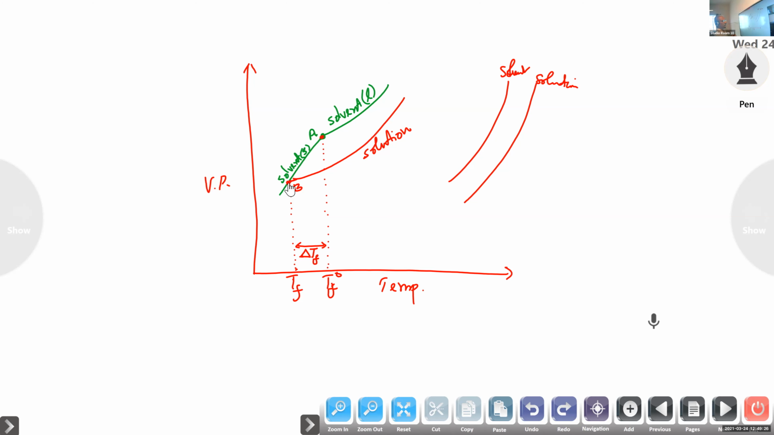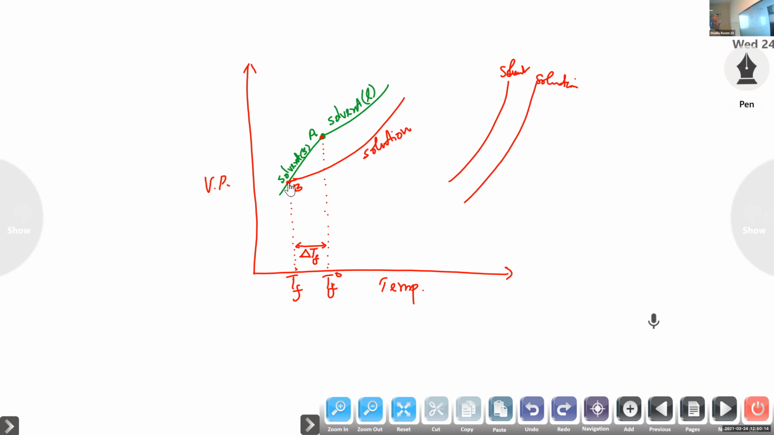Break is there. But for a boiling point, the curves are continuous. There is no break. That is slightly curved, but there is no break. But in the freezing point curve, there will be breaks at A and B. A corresponding to the freezing point of the solvent, and B corresponding to the freezing point of the solution. So there is a break in the solution curve as well as in the solvent curve when we study the freezing points. But in the boiling point, there is no such break.